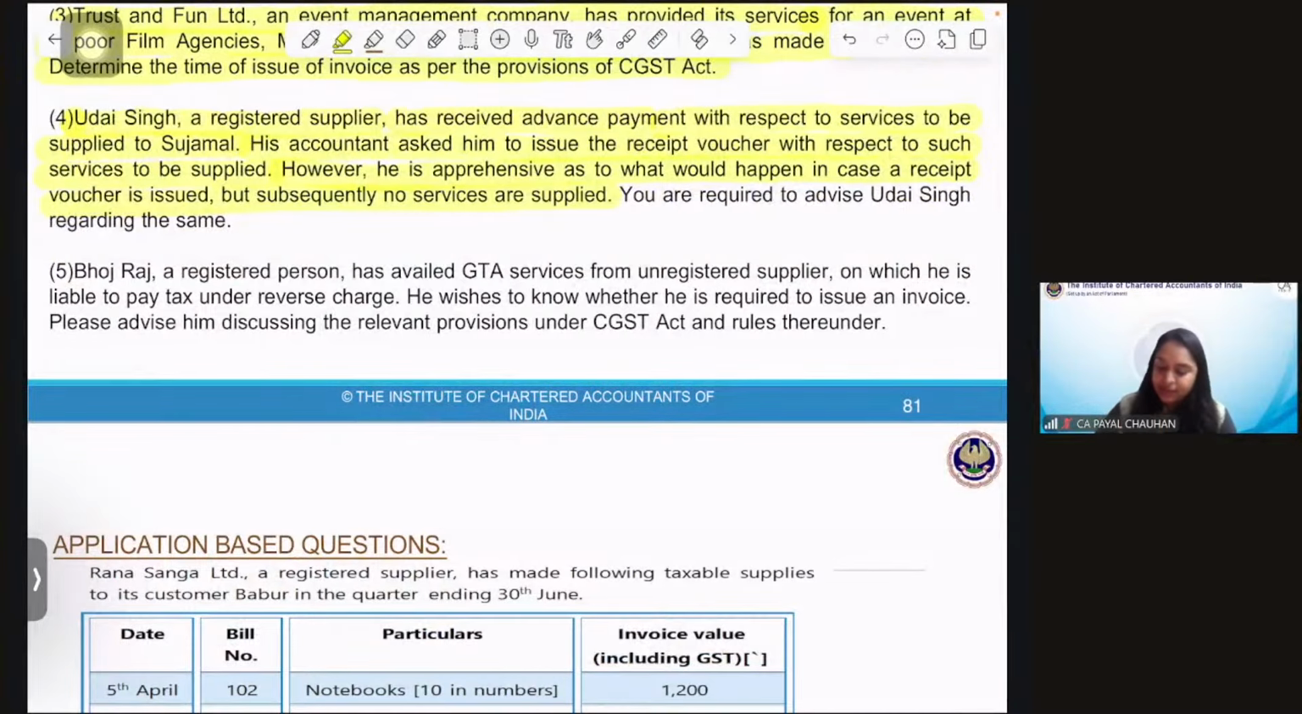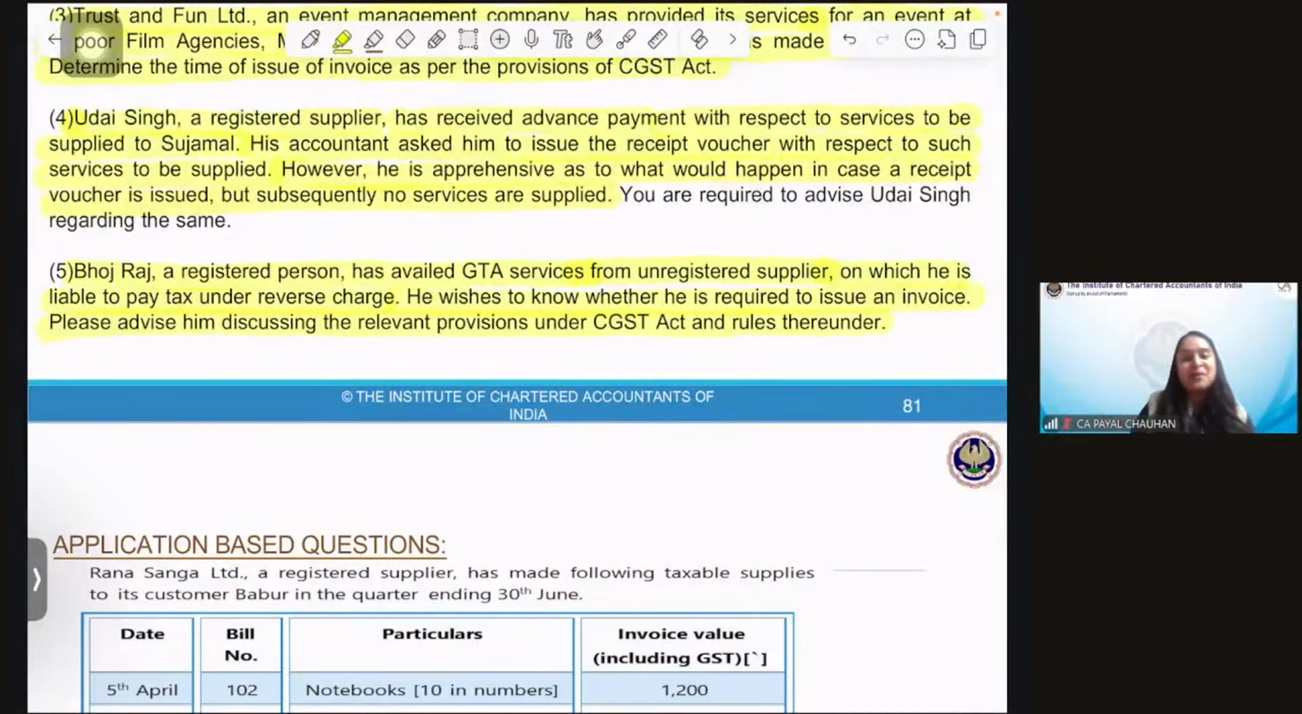Now, Bhojraj, a registered person, has availed GTA service from an unregistered supplier, on which he is liable to pay tax under reverse charge. You people have the answer. He wishes to know whether he is required to issue an invoice. Please advise him discussing the relevant provision of CGST Act.